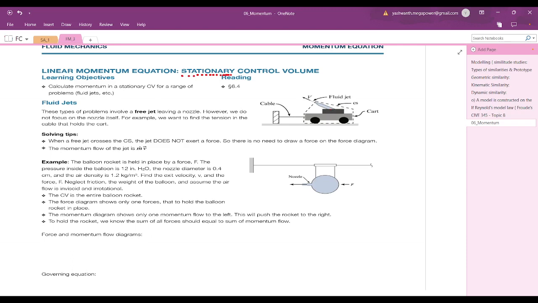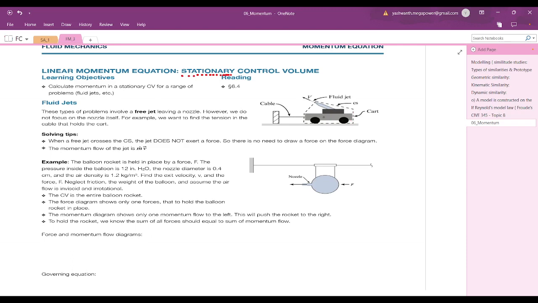So now, solving tips. How to solve this question? When a free jet crosses the control surface, the jet does not exert a force. So there is no need to draw a force on the force diagram. The momentum flow of the jet is m dot v, right? So see the first point, when a free jet crosses the control surface. Obviously here the dotted portion is the control surface.